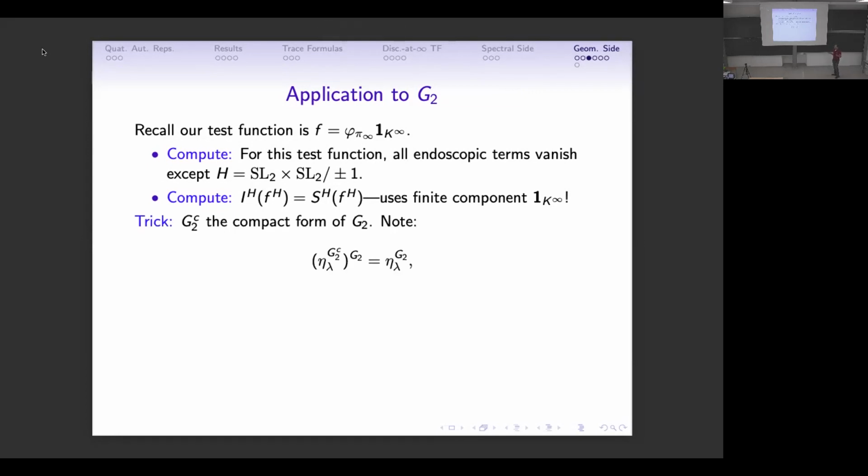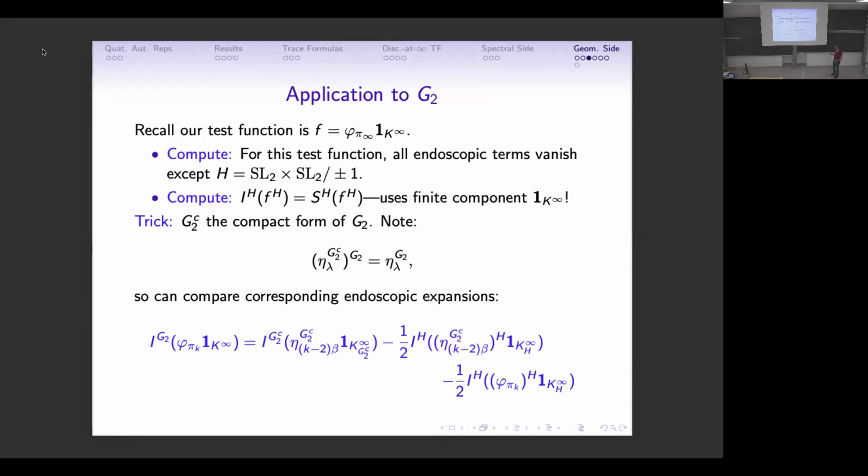So after this, we can apply a certain trick. We look at this compact form of G2 again, and we note that the transfer of the Euler-Poincare function from the compact form to the split form is just an Euler-Poincare function. This Euler-Poincare function on the compact form is nothing complicated. It's just a matrix coefficient of the finite dimensional representation.